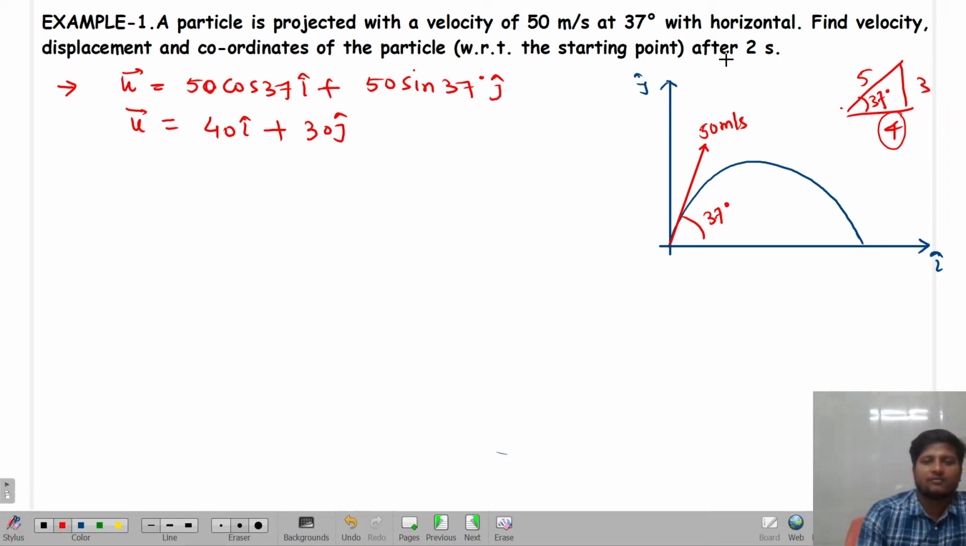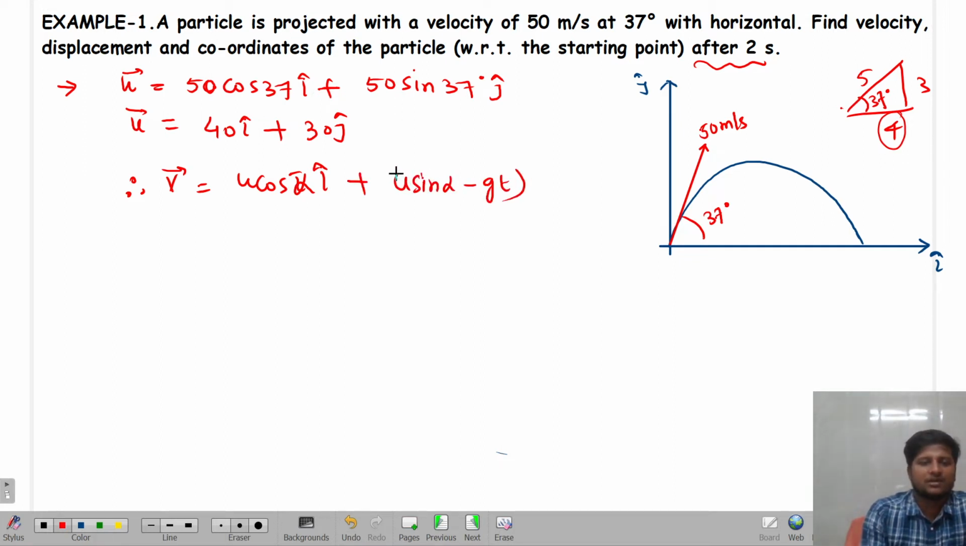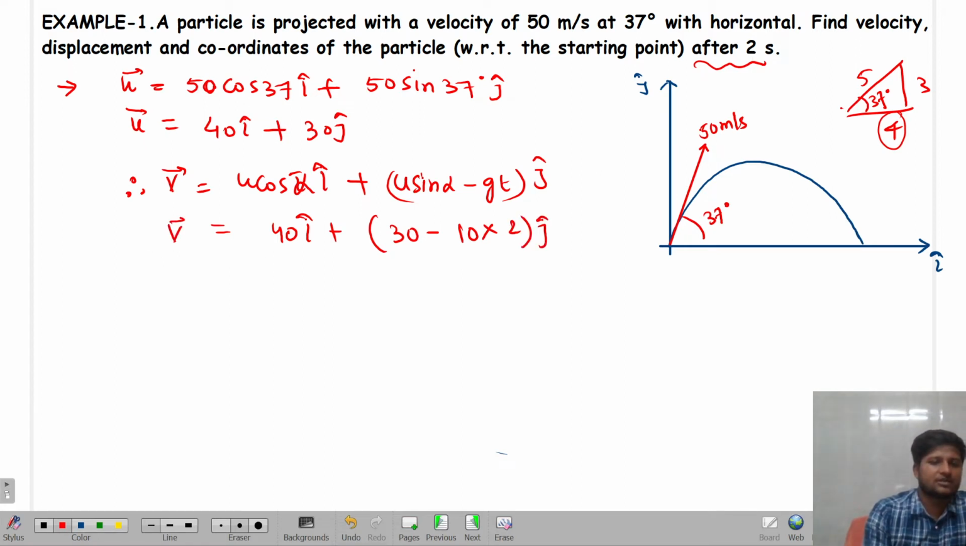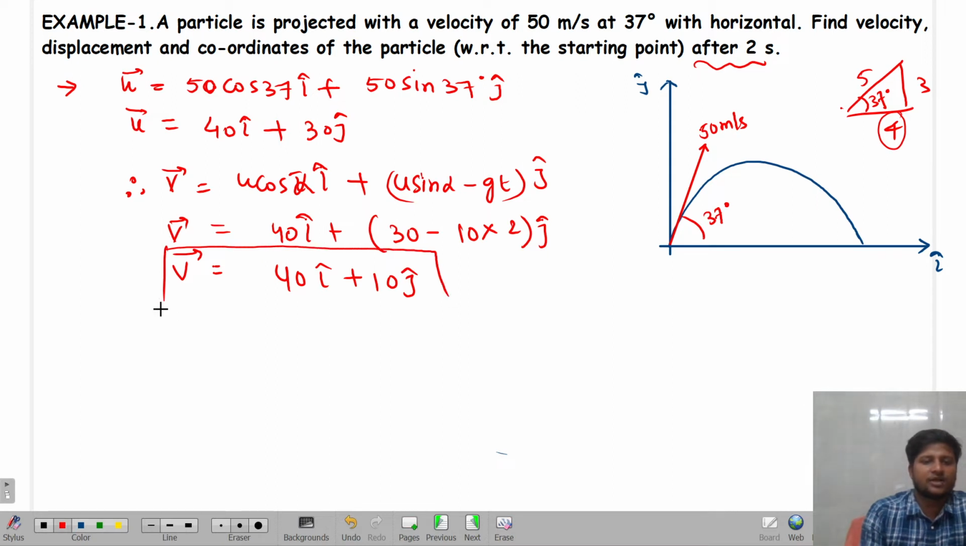Now it is asking what the velocity after 2 seconds is. So now look over here. Final velocity equation is what? u cos alpha, simple, u cos alpha i cap plus u sin alpha minus gt j cap. So that means what? u cos alpha you have calculated, that is 40 i cap plus 30 minus g. g is what? 10. After time how much? 2 seconds. So 2 j cap, that is my velocity vector. So velocity is going to be how much? 40 i cap plus 10 j cap. This is your final velocity equation. Are you able to get me or not? Tell me yes or no.